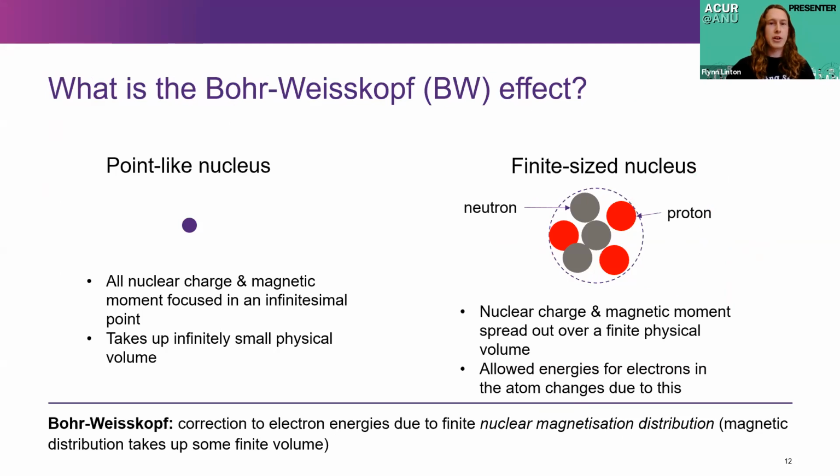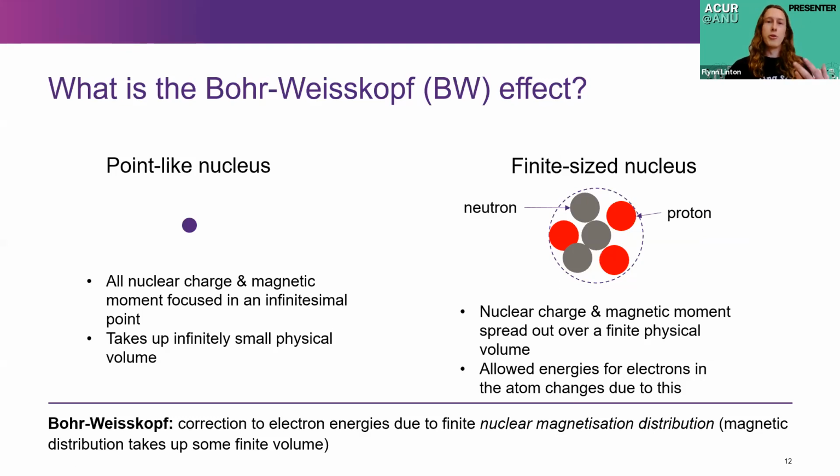So I mentioned it a couple times now, and what exactly is it? Well, in an actual atom, the particles inside the nucleus take up some very small volume. And although it's extremely small, even on the scale of the atom, there is a measurable difference in the electron energies if we were to use a point-like nucleus, like an infinitesimally small point, versus a finitely sized nucleus that takes up some small volume in our model.